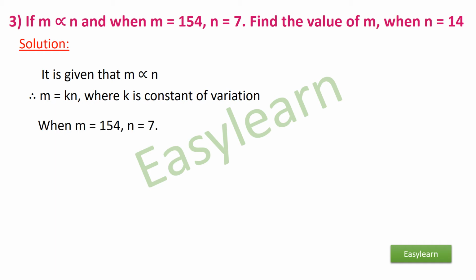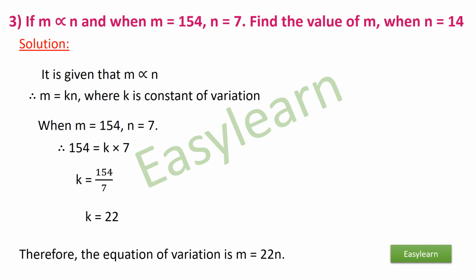When m is equal to 154 and n is equal to 7, let us substitute these values. We get 154 is equal to k into 7. Therefore, k is equal to 154 upon 7. That is, k is equal to 22. So the equation of variation is m is equal to 22n.